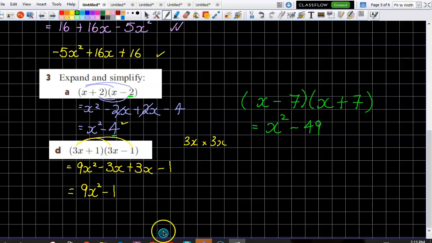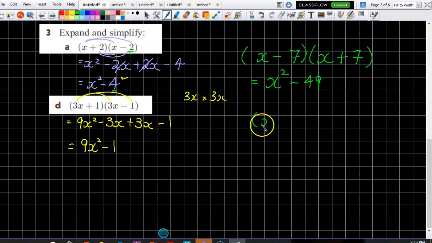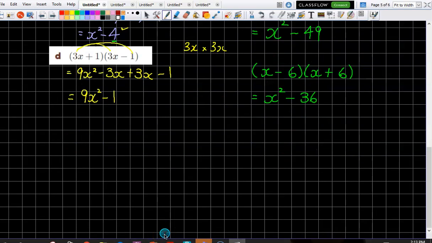So what if we just did one more? What if we had x take 6, x plus 6? What would my expansion be then? X squared take 36. It's not 12, it's 36. Because what are we actually doing? Oh, yes, you're multiplying, but what's a better definition of it? Squaring, that's right.